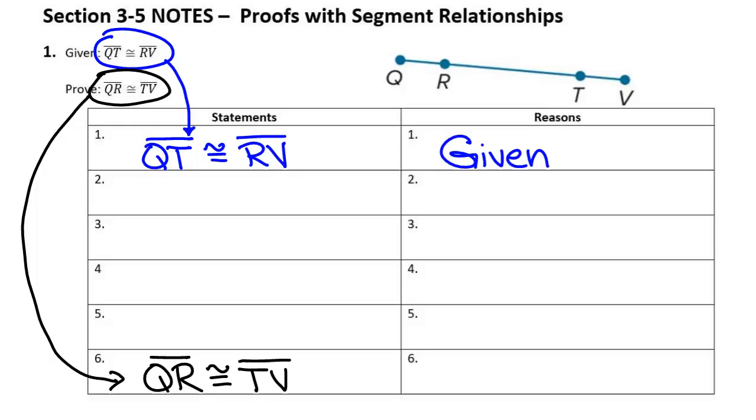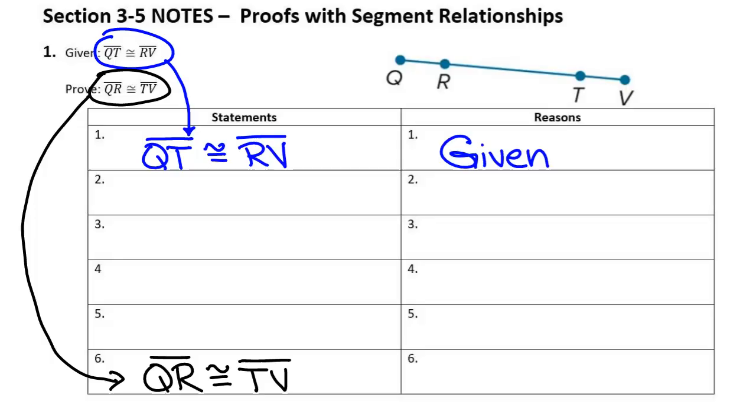I have to know what the statement right before it is because I have to see what changes between statement 5 and statement 6. That'll tell me what's going on over here. Is prove ever a reason? No. Prove is what we are doing. Prove is the action verb here.